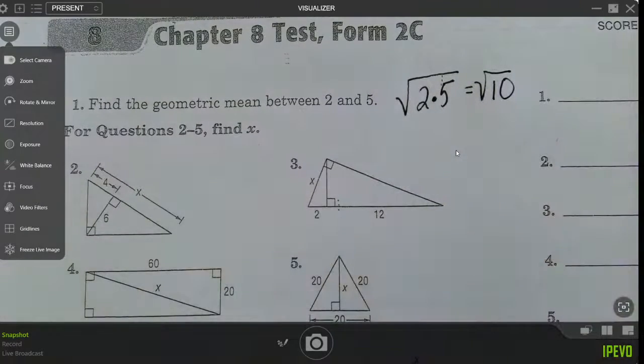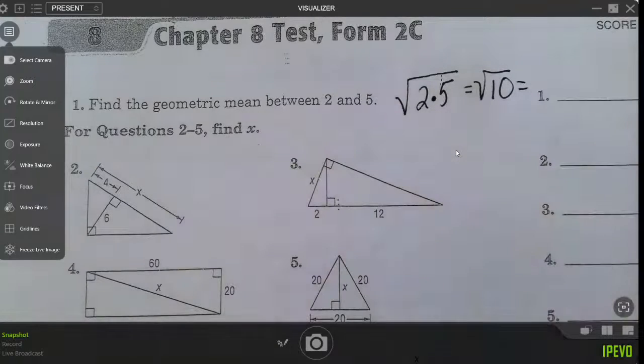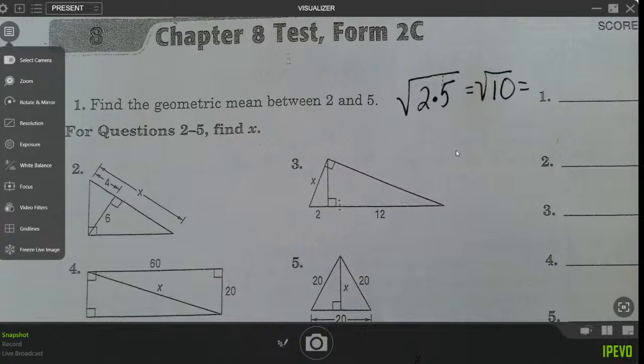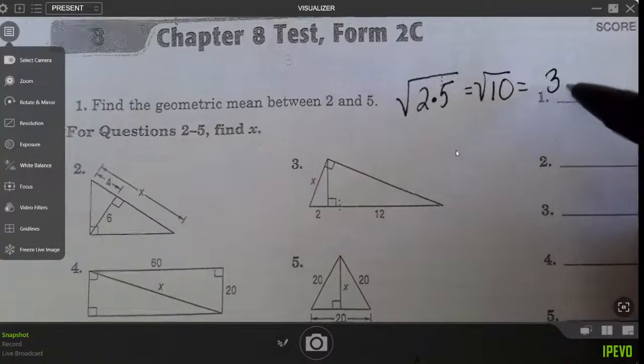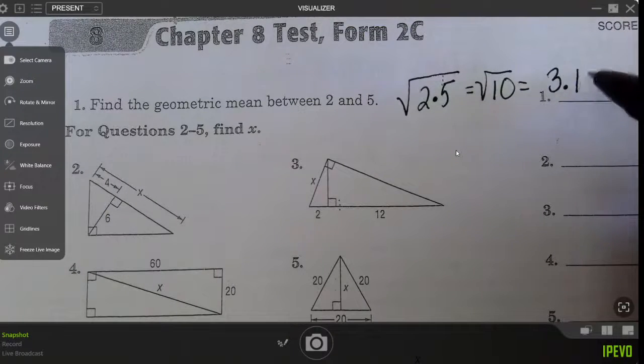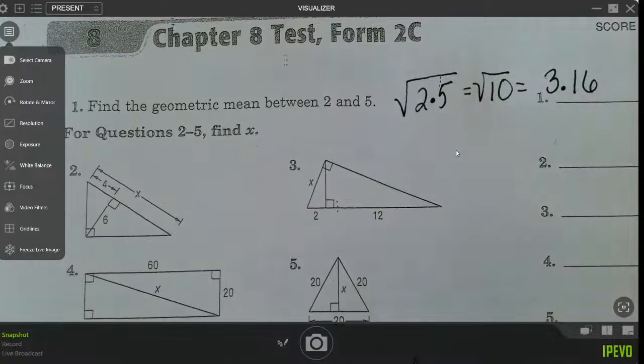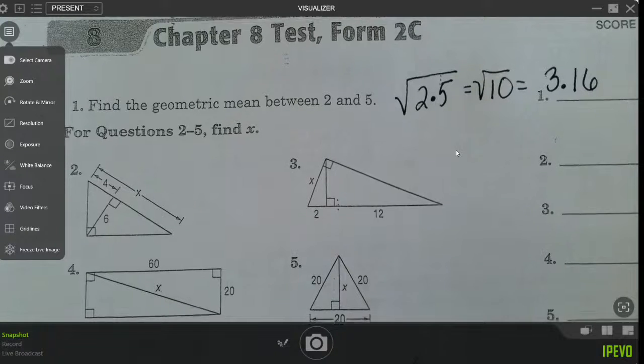And then you could leave it as square root of 10 because it can't simplify. 2 and 5 are both prime numbers. But you could also plug it in your calculator and get an approximate answer. So what's that answer going to be? Is that right? That's what I got.